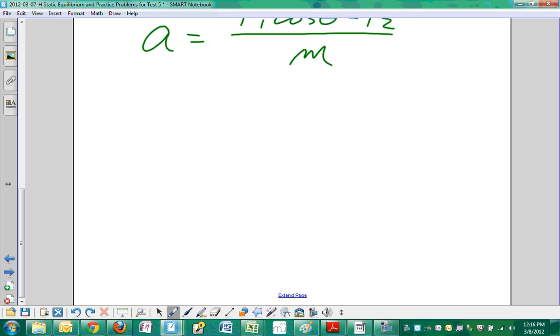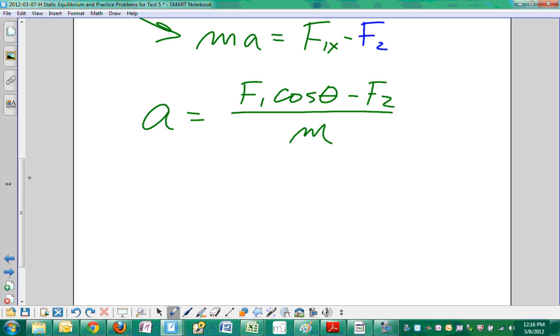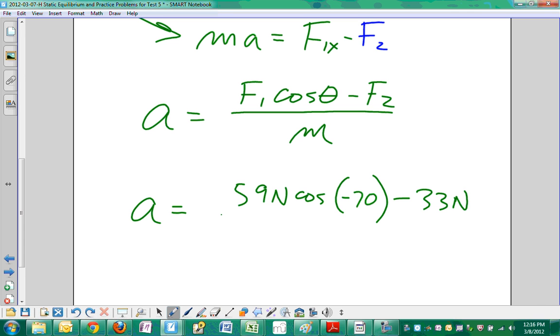Now that we've got it all in terms of things we know, the acceleration is equal to, the magnitude of F1 was what? 59? Yes. So 59 newtons times the cosine of 70. It doesn't matter, honestly, if it's plus or minus 70. We really would have put in negative 70, but they have the same cosine. Minus F2, what's the magnitude, 33 newtons? Divided by the mass, which is 7 kilograms. Is that correct?